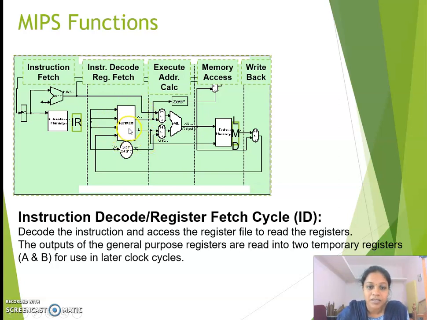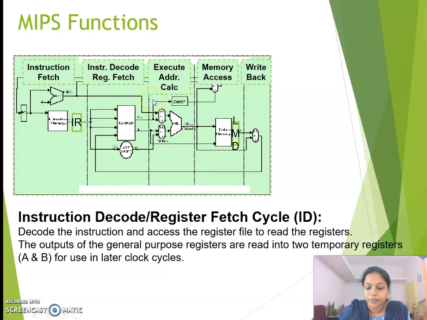So all the registers are updated with the values that are brought in from the instructions. Okay, so now the registers are being updated. Now, in the decode part, what is happening? The decode of instruction and access of the register file is done.